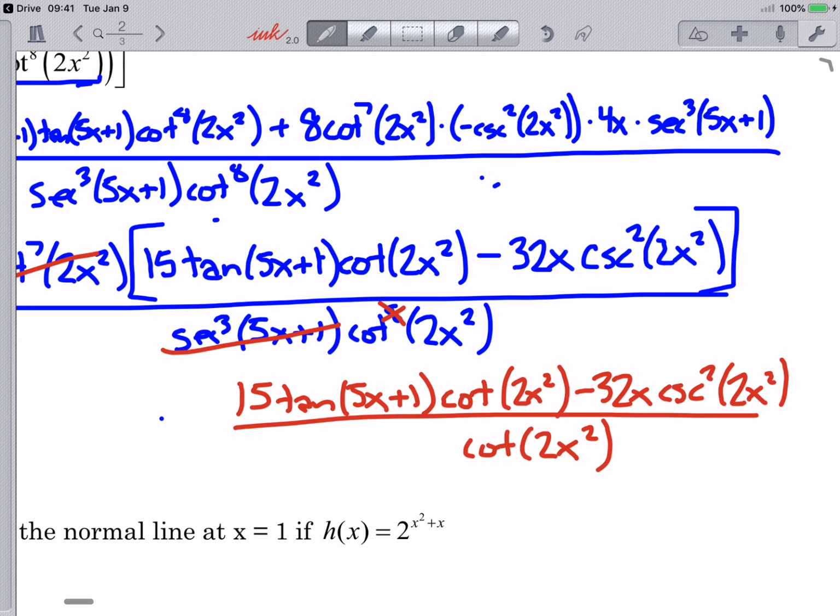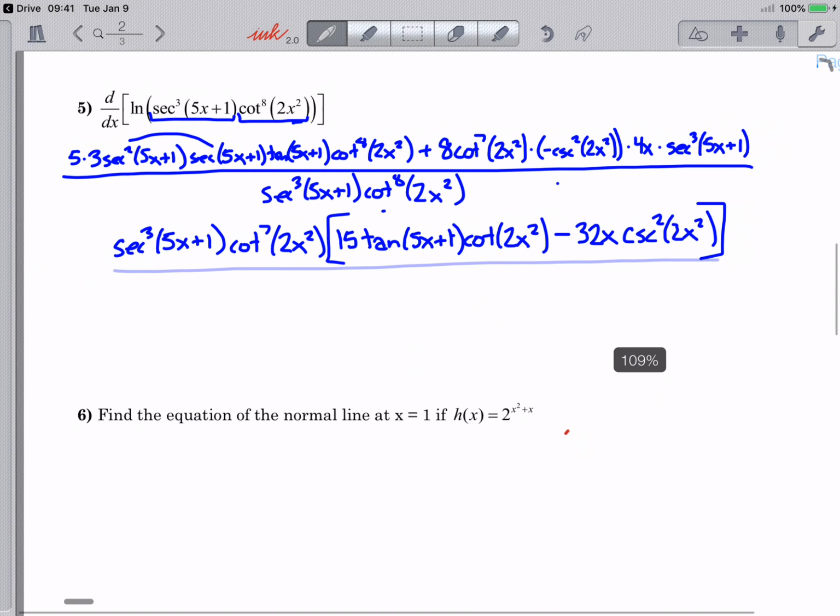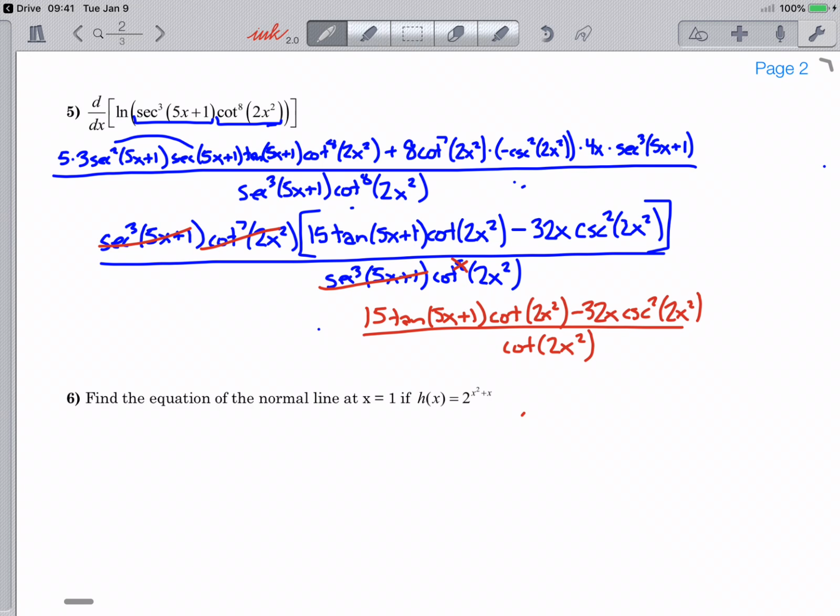Now, could I technically simplify this a little bit more? Probably, because I got the cotangent and the cosecant of the 2x squared, which both have sine in the denominator. I'm not going to bother with that. There might be some simplifying you can do. So there's just some more derivative practice. Let's move on to some more exciting stuff.